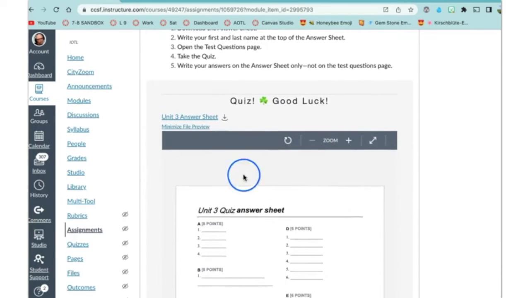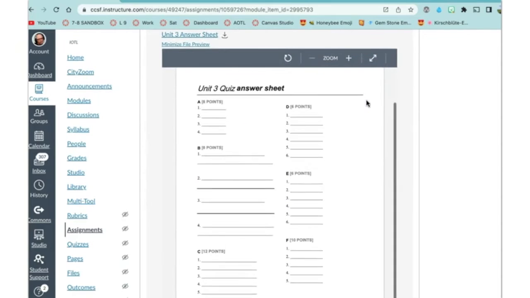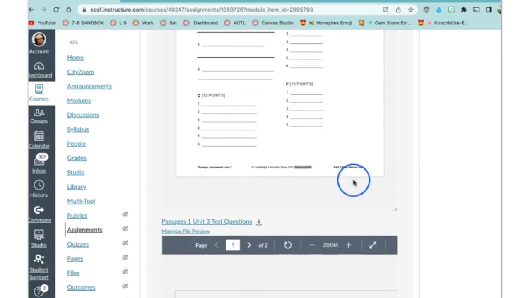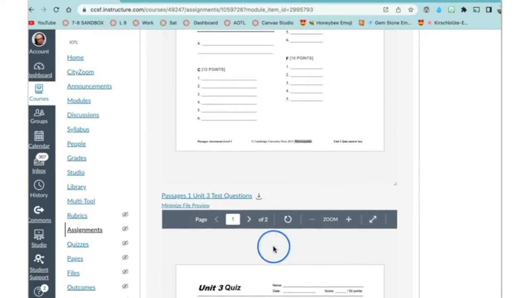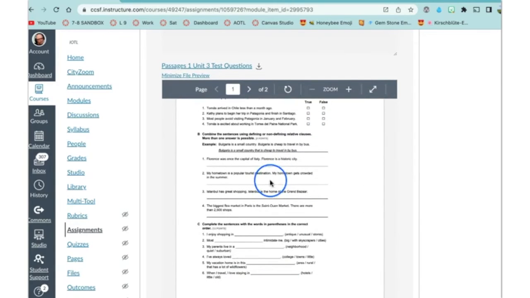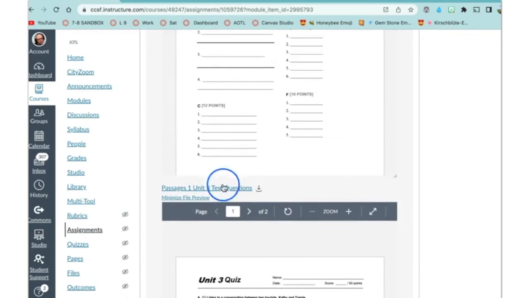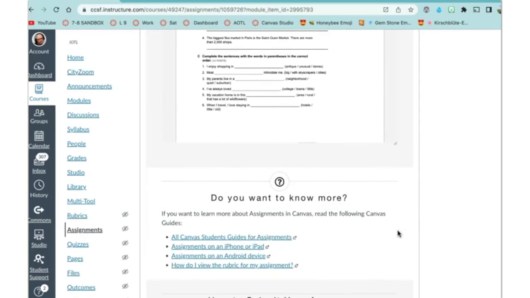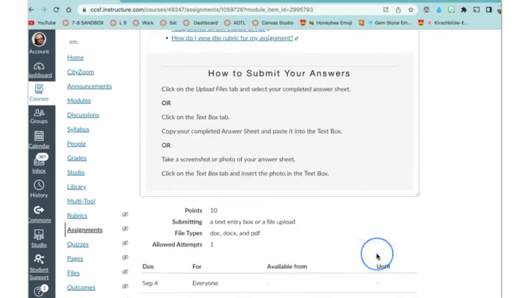This one's a little different than the other ones. You have an answer sheet here that you can download or copy into your notebook, or take a photo of it. And then here's the actual quiz down here. So you take the quiz, but you put your answers in the answer sheet. That's important. And then you can submit it to me. You can either take a picture of it, or you can upload your file.